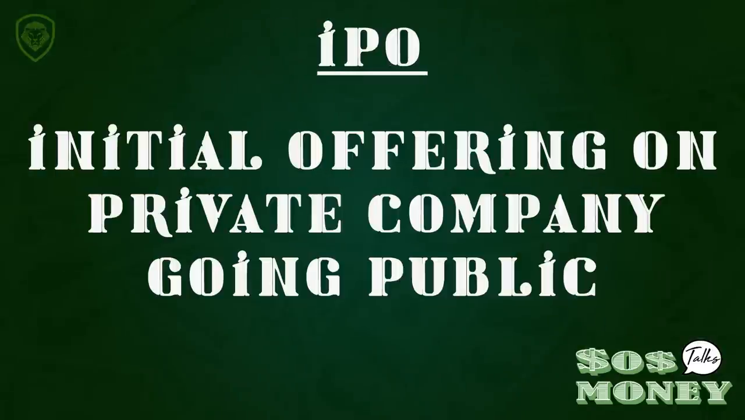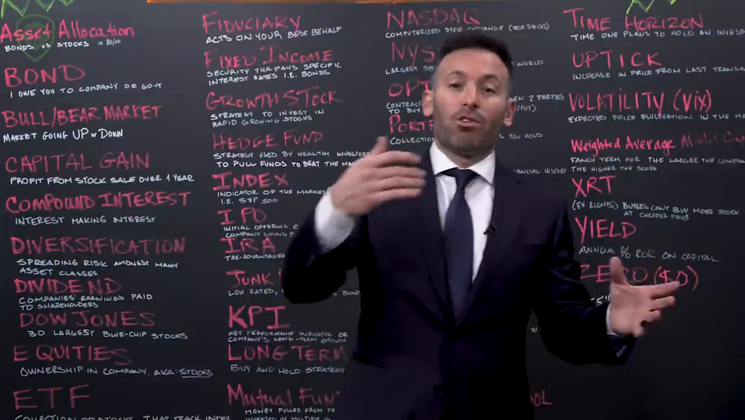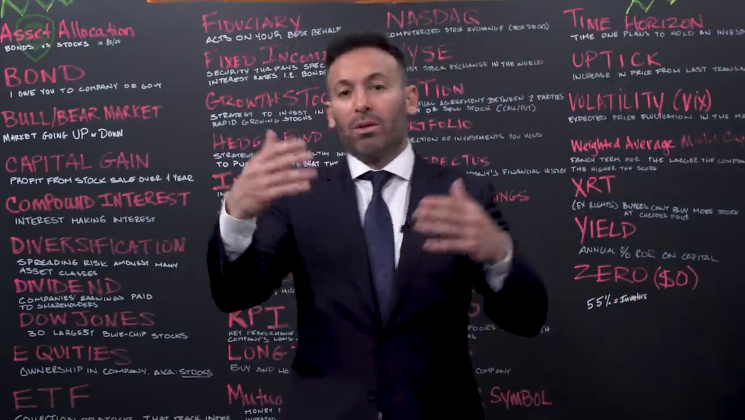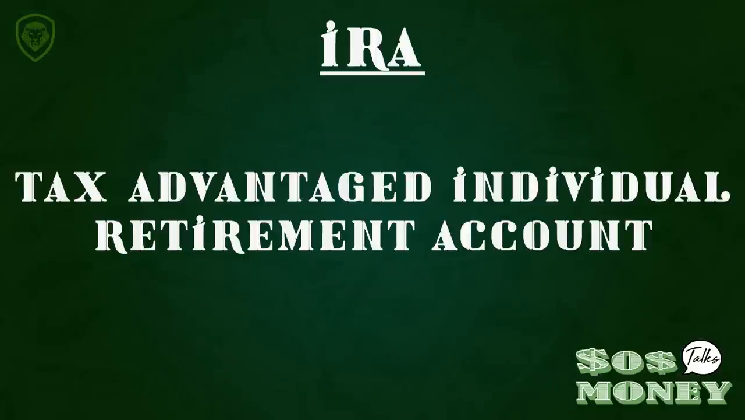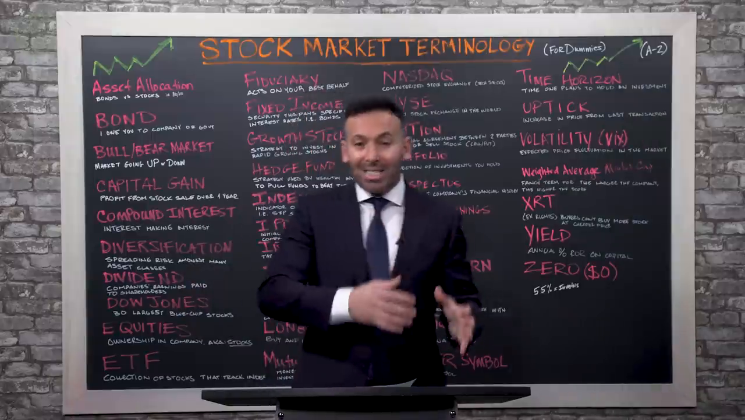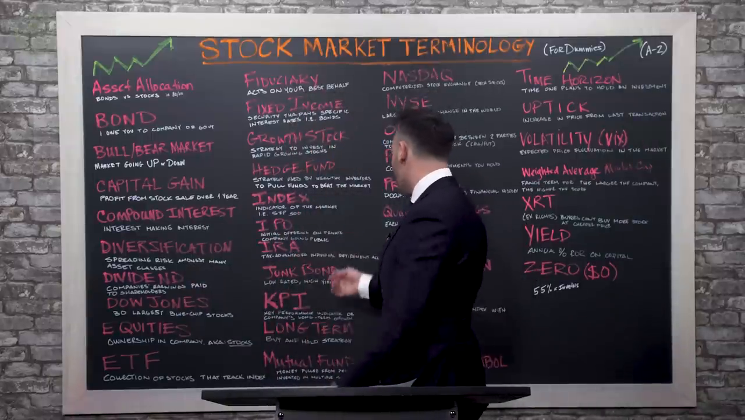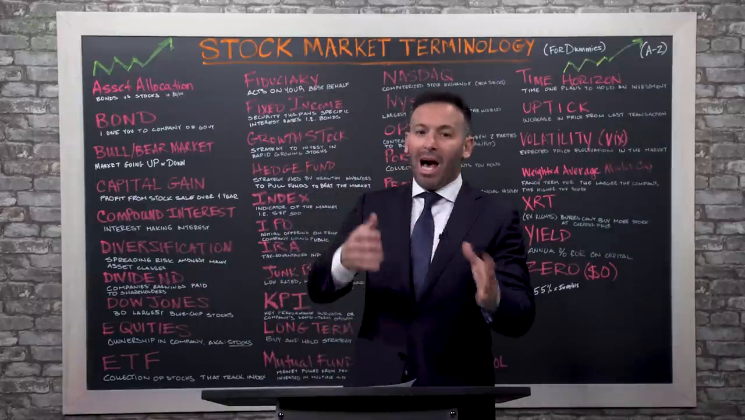Then you got IPO. This stands for initial public offering. This is when a private company is about to go public. They do an IPO. That's IPO. Then you got IRA. This stands for individual retirement account. These are typically tax-favored accounts, tax-advantage individual retirement account, IRA.